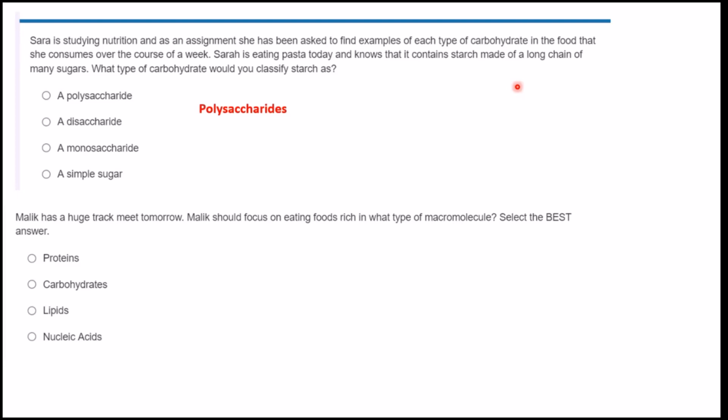Yes, my question was, since the macronutrients are protein, carbohydrate, and lipids, I wanted to ask, since they're macronutrients, they're made up of macromolecules. So how are we going to choose the best one?